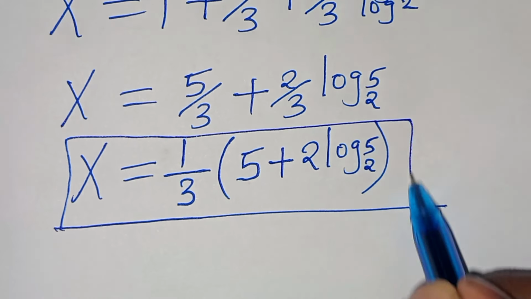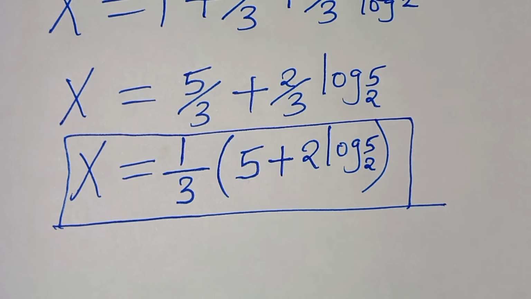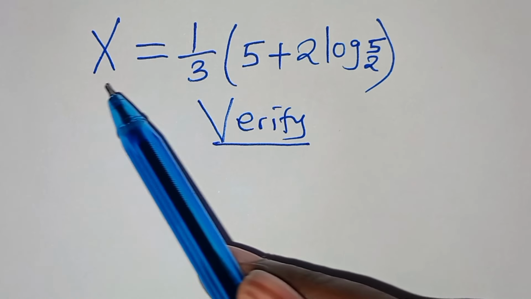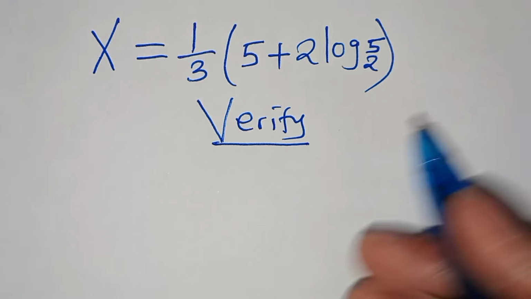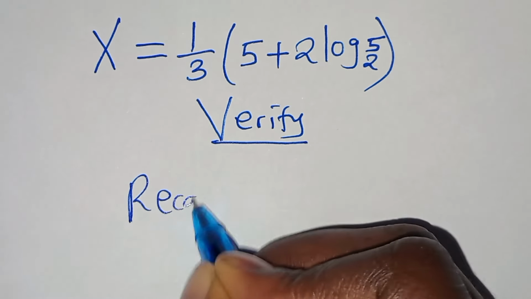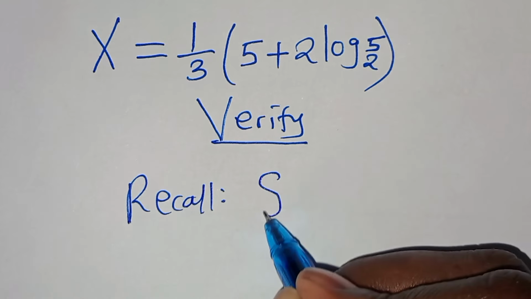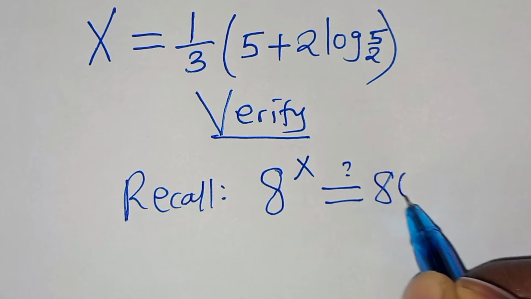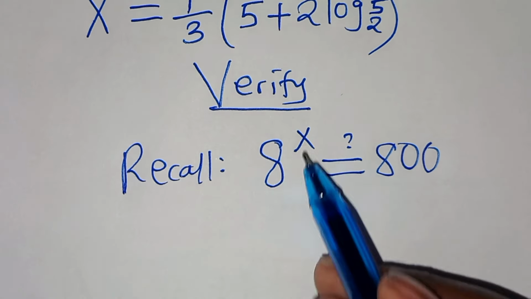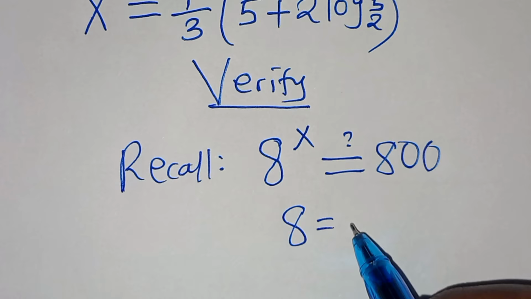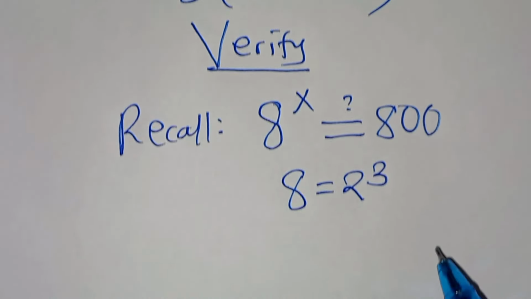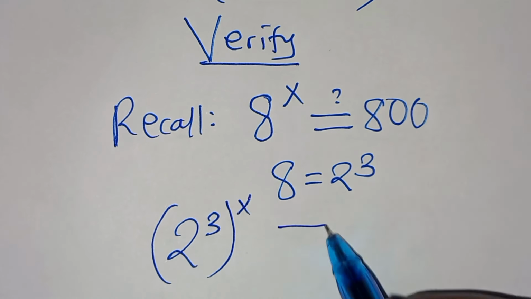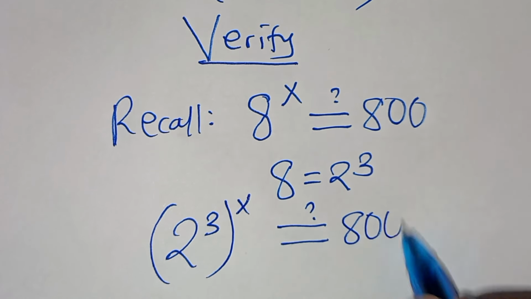So the next step from here is to verify this value of x satisfies the equation as follows. Now let's verify that this value of x here satisfies the equation. Now if you recall, we have that 8 to the power of x is supposed to give us a value of 800. Now we can express 8 as 2 to the power of 3. So we have 2 to the power of 3 raised to the power of x. This should give us a value of 800.